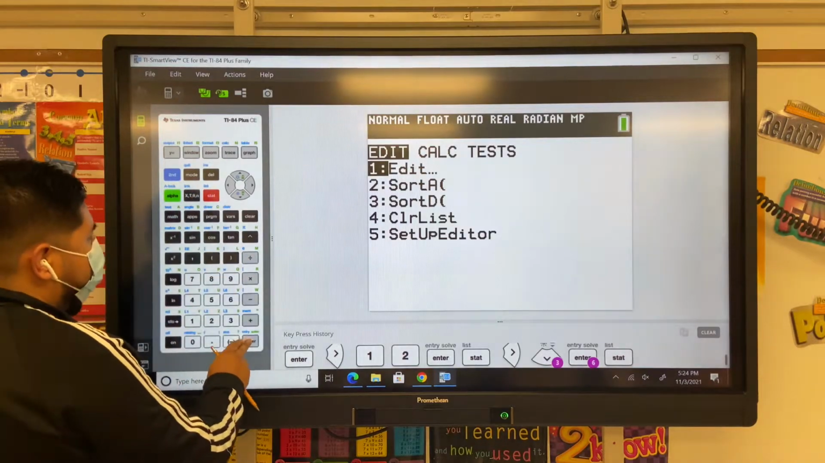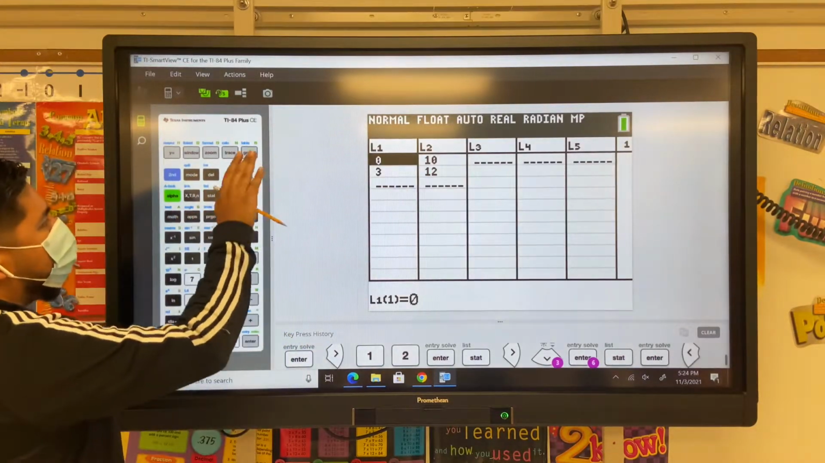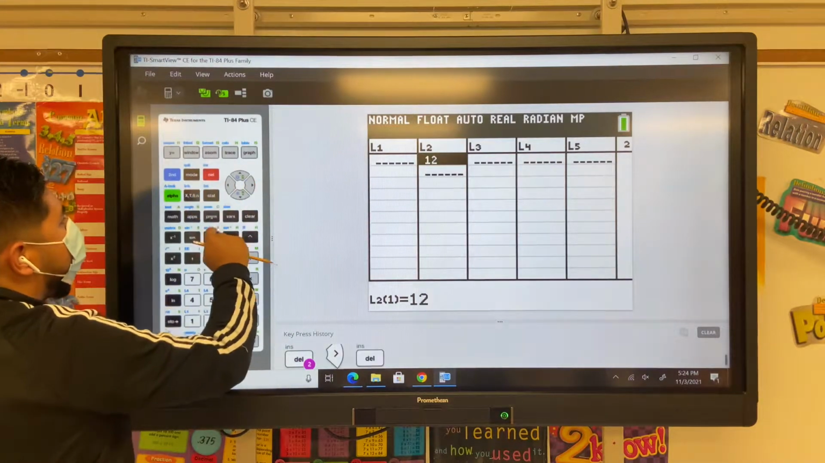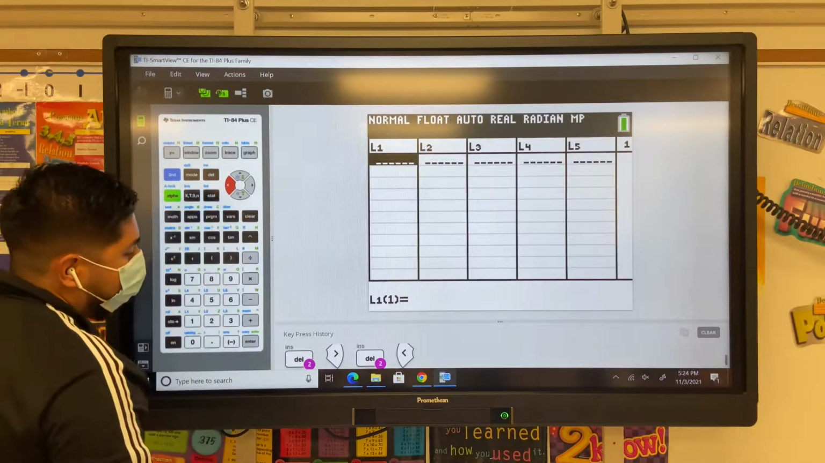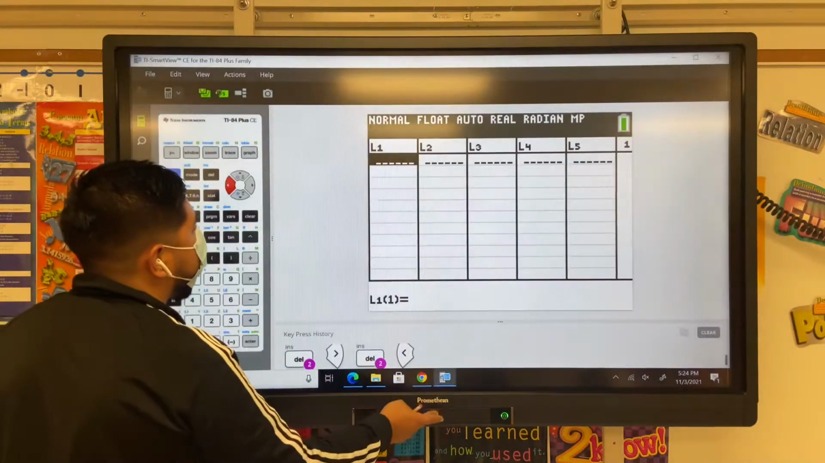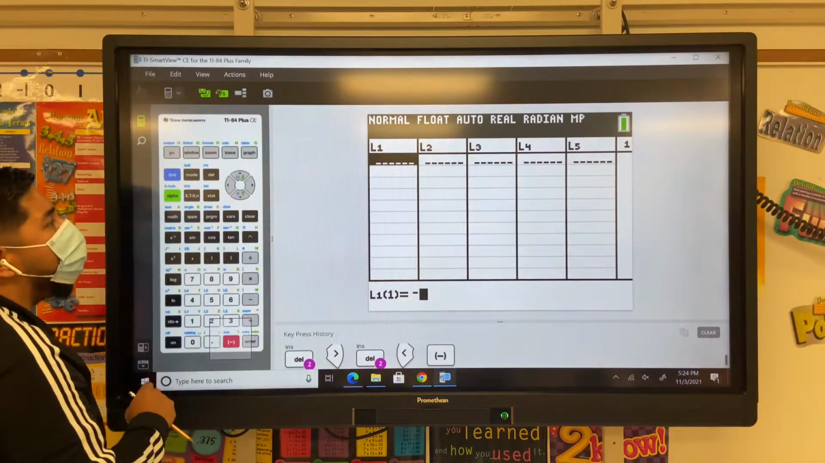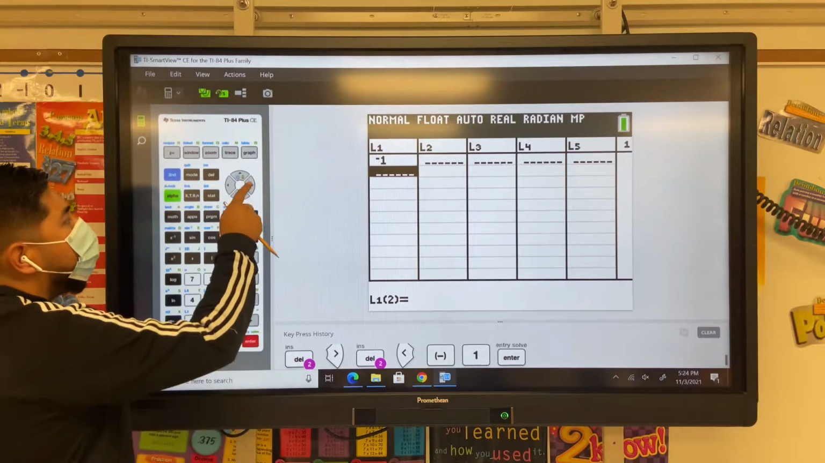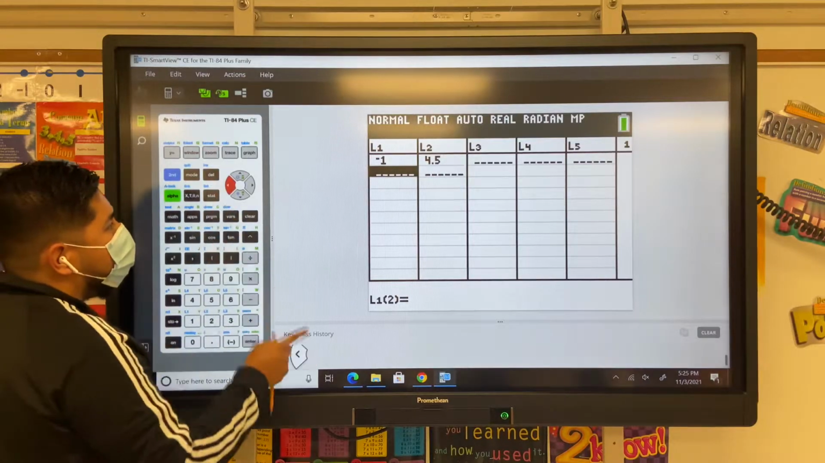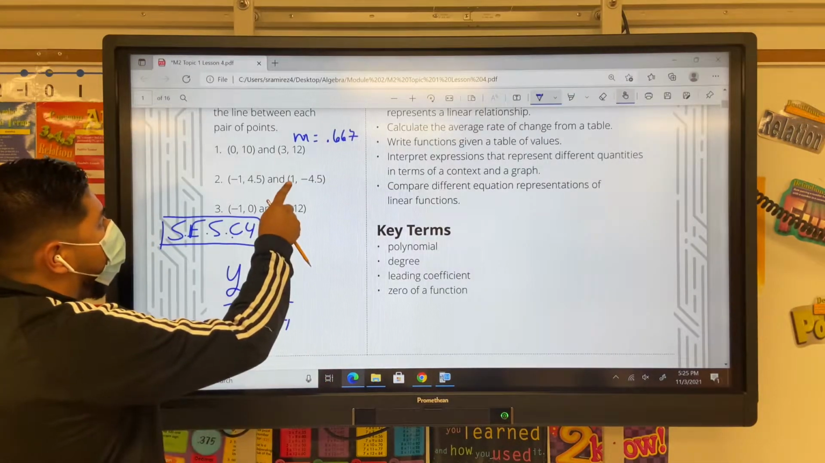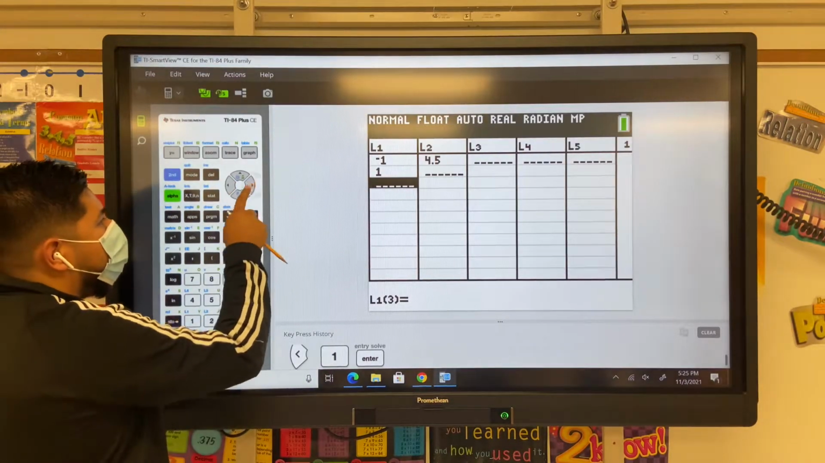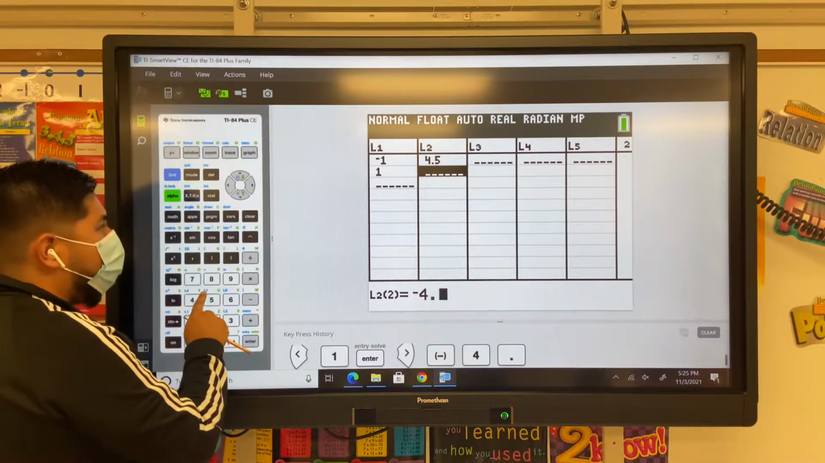Going back to stat. Edit, be careful, you delete the numbers, not the columns. Delete, delete, delete, delete. Replacing the points one more time. -1, 4.5. Negative is down here. -1, enter. 4.5, enter. 1, -4.5, 1, enter, -4.5, enter.